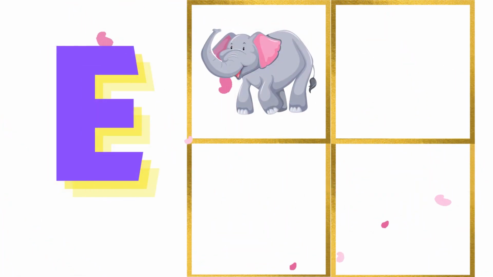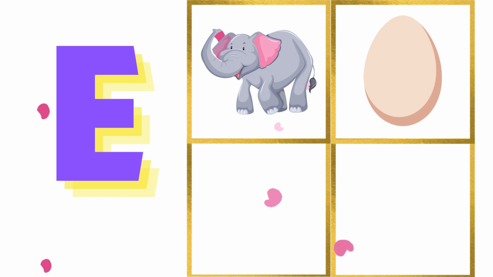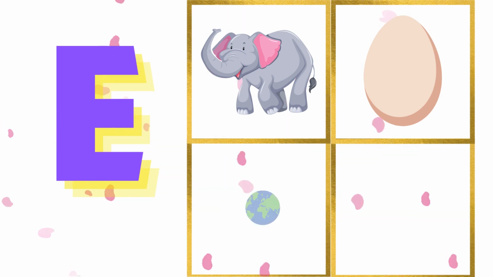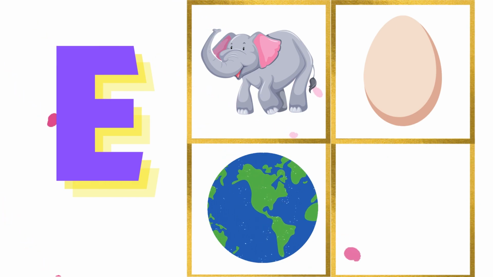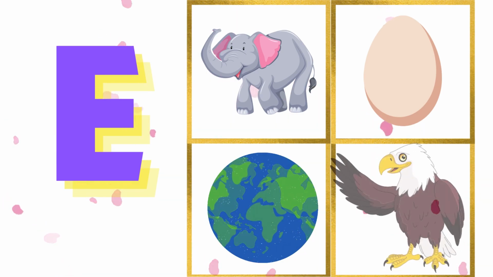Next time won't you sing with me? E for elephant. E for egg. A, B, C, E for earth. E, F, G, H, I, J, K, L, M, N, O, P. E for eagle.